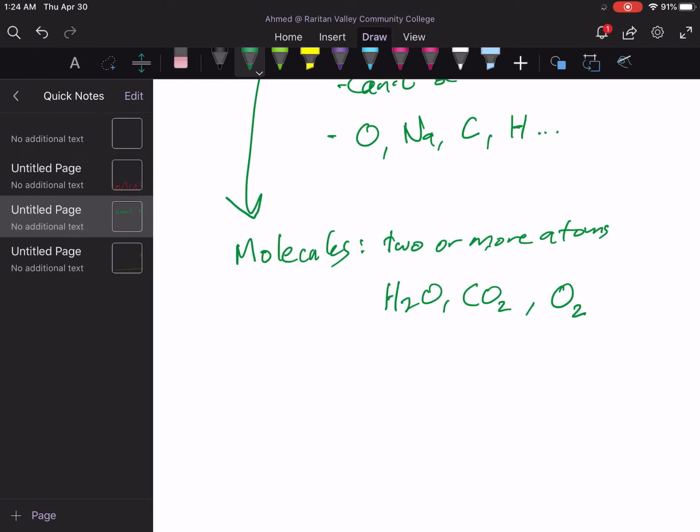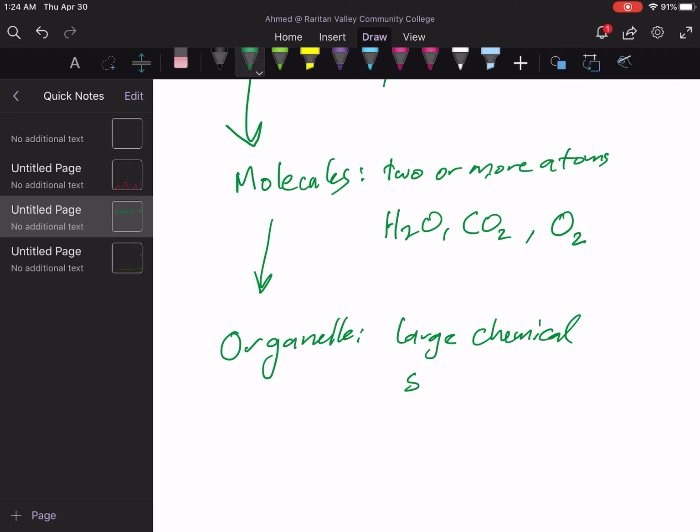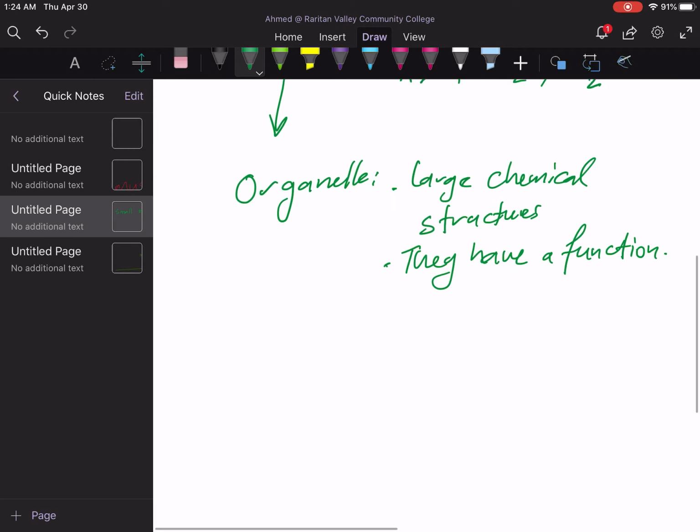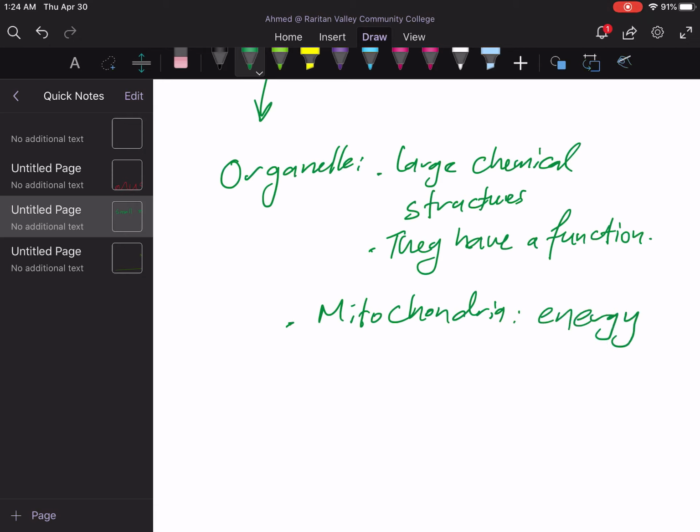Now, a group of molecules can come together and they will form an organelle. These are large chemical structures. However, now they have a function. For example, in our cells we have the mitochondria. This is an organelle responsible for producing energy. We have the Golgi apparatus. This is another organelle that is responsible for shipping and so on.